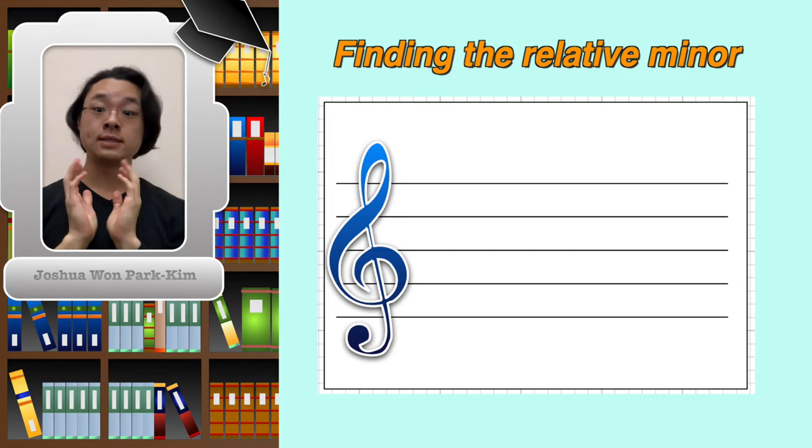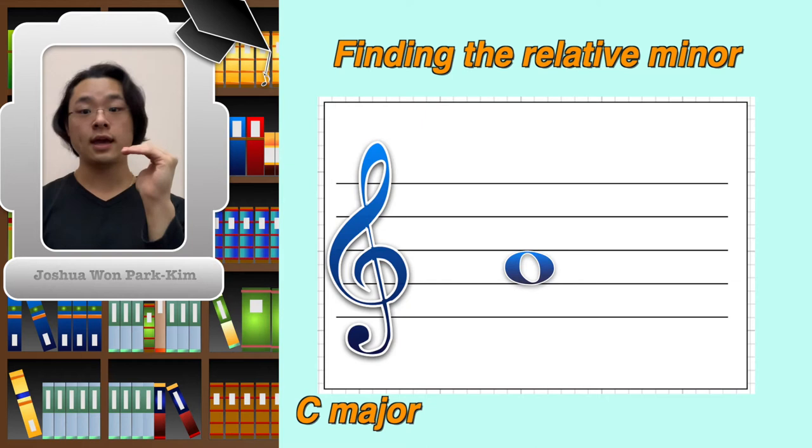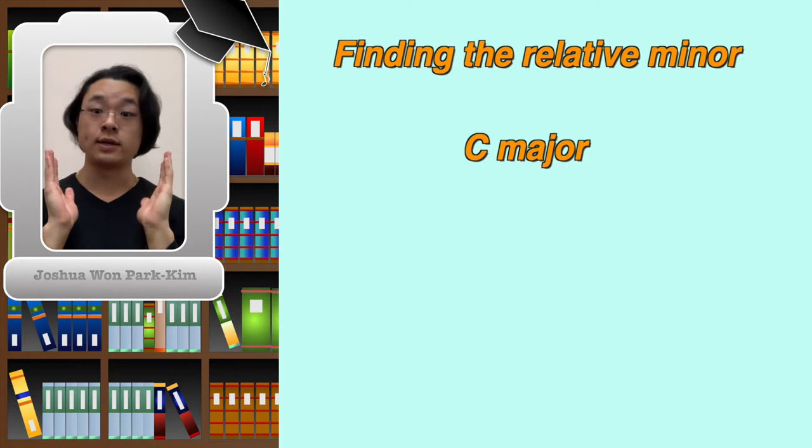So you get yourself a C right there, that's the tonic, that's the first note of a C major scale. C, a semitone back B, and a tone back A. That's the minor third distance, because a minor third has one tone and one semitone. C, B, A. So C major, relative minor, is A minor.